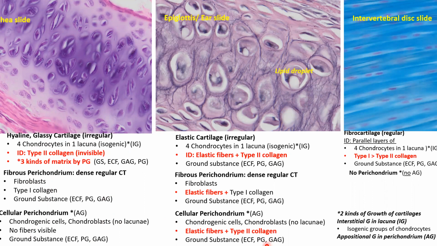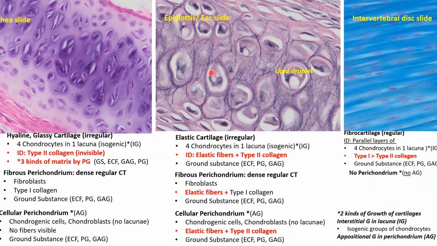Also in the elastic, one very important thing: the intervertebral disc does not have perichondrium, neither endochondrium nor perichondrium. So what does that mean? There is no appositional growth in fibrocartilage. You see, it says no AG, and the abbreviations are here.